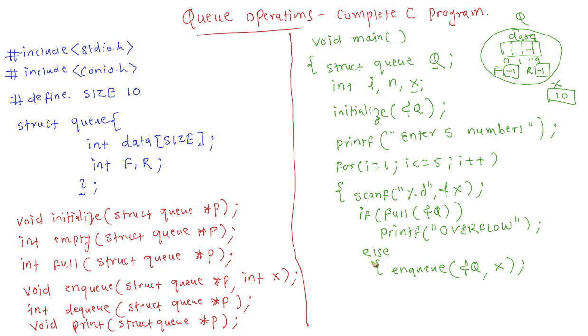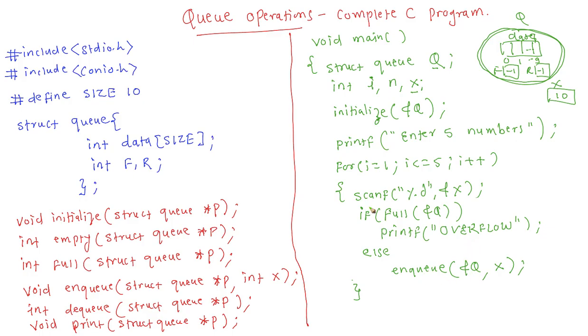If the queue is not full, this bracket is not required actually. So if the queue is not full, I'll call the enqueue function. To this enqueue, I'll pass this queue's address and this element, right? So these two things I'm passing to enqueue. So this loop will run 5 times, right? Every time we'll read an element in X and then check if the queue is full. If the queue is full, we'll print overflow. Otherwise, we'll call the enqueue function, right?